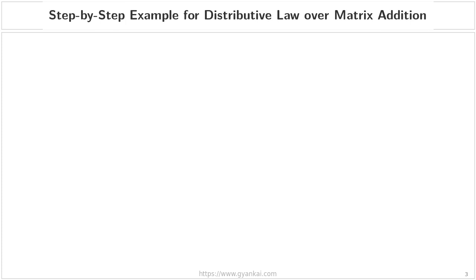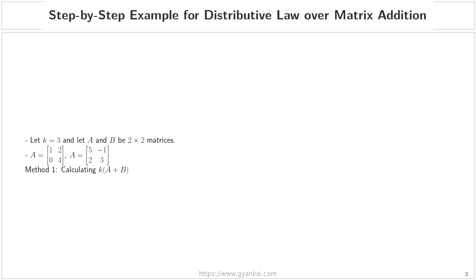Step-by-step example for distributive law over matrix addition. Now that we have discussed the formal statement of the distributive law over matrix addition, let us apply it to a concrete example to see how it works in practice. For this example, let us take the scalar k to be 3. We will use two 2x2 matrices, A and B. Matrix A consists of 1 and 2 in the first row and 0 and 4 in the second row. Matrix B consists of 5 and -1 in the first row and 2 and 3 in the second row.